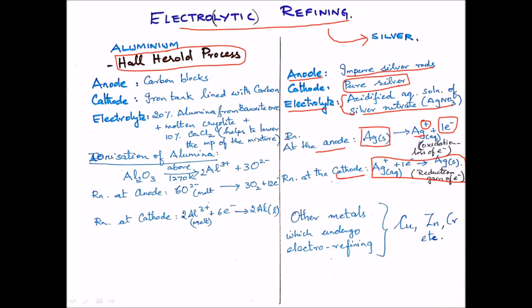Other metals such as copper, zinc, chromium, etc. can also be refined by this method in a similar manner.